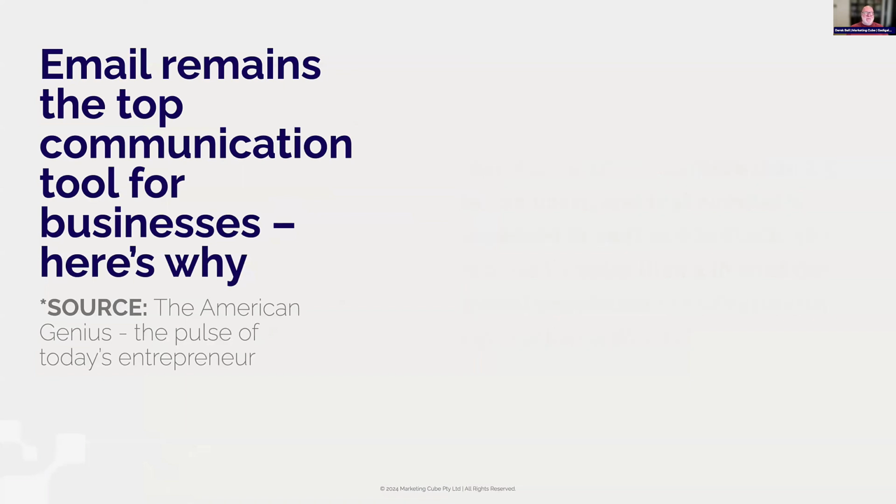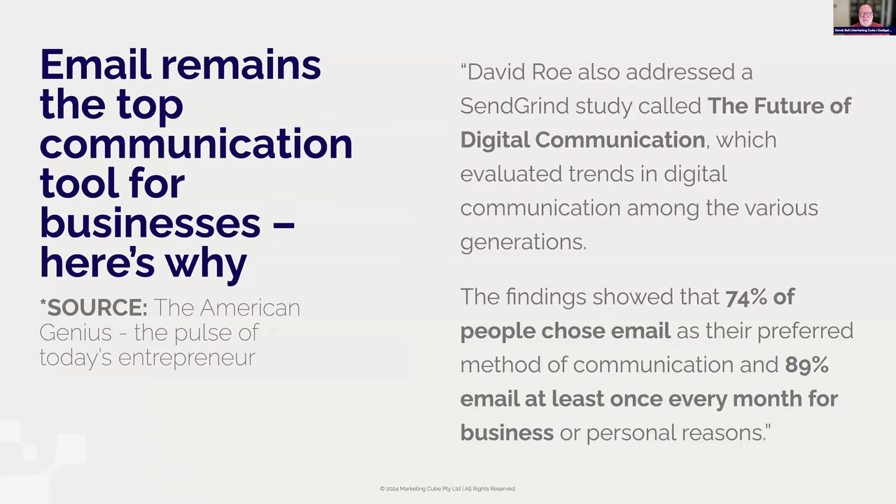And this is an article that I found from the American Genius magazine, which is the pulse of today's entrepreneur. So in here, David Rowe talks about a study, the future of digital communication. And in there, the findings that he went through, and the link to this full article will be available in the blog post as well, which I'd encourage you to have a look at. It's quite interesting reading. But the findings showed 74% of people chose email as their preferred method of communication. And 89% email at least once every month for business or for personal reasons.